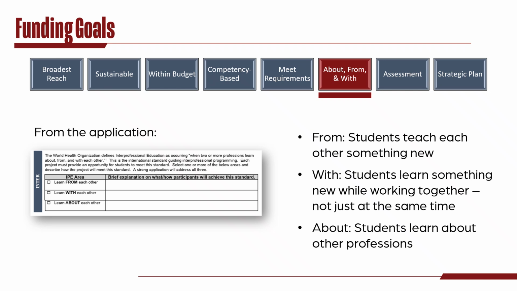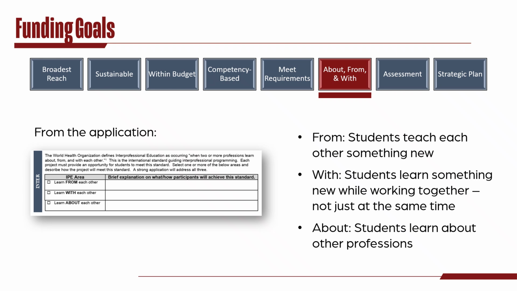Now we'll return to the application in the section discussing the definition of interprofessional education. As we mentioned in the previous video, interprofessional education is defined as occurring when two or more professions learn about, from, and with each other. This is our international standard for IPE. Your grant proposal must align with this definition. We'll provide a few tips and clarifications.